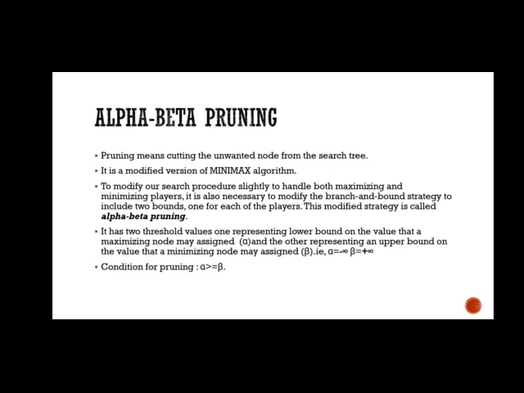So alpha is for a maximizing node. The worst case for alpha is negative infinity, that is, the lowest value. So the lower bound for alpha is negative infinity, and the upper bound on the value that a minimizing node may be assigned is beta. So beta starts at positive infinity. The condition for pruning is that alpha is greater than or equal to beta. Next we are going to see an example of alpha beta pruning.